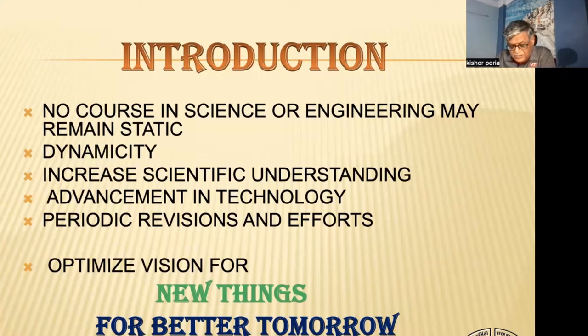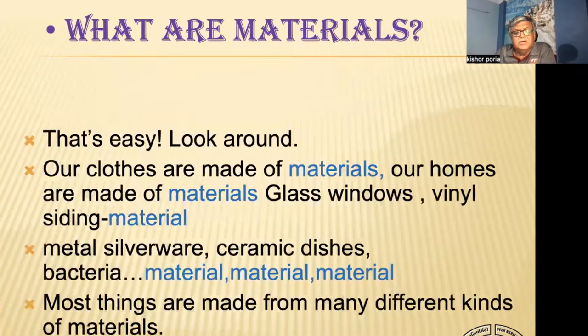And nowadays, we are living in a very advanced zone. The platform for this development in science and technology relies on materials. So in this lecture, we'll try to understand what materials are. It's very easy. If we look around, many materials are nearby. I'm using this computer, so the computer screen, the keyboard, and other things are made from material. The chair I'm sitting on is also made from material. I'm using a table, so the wood is also a material.